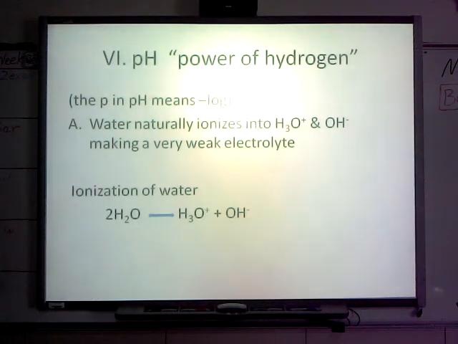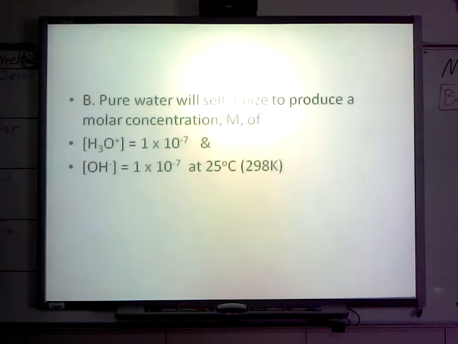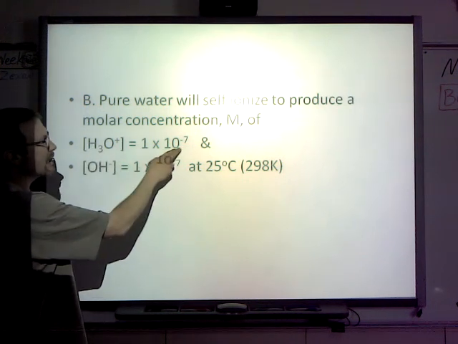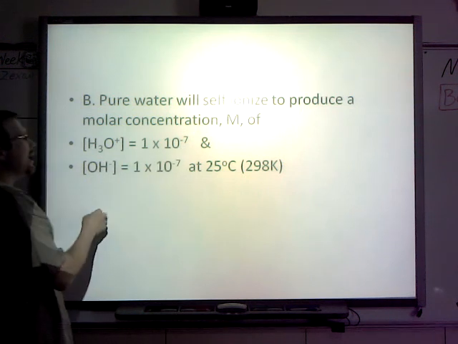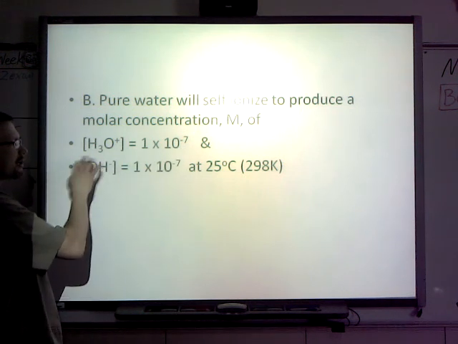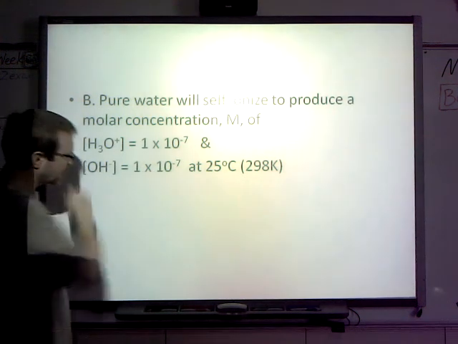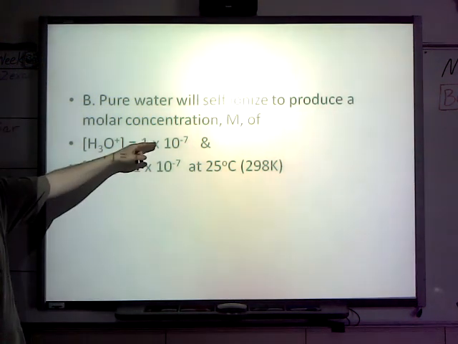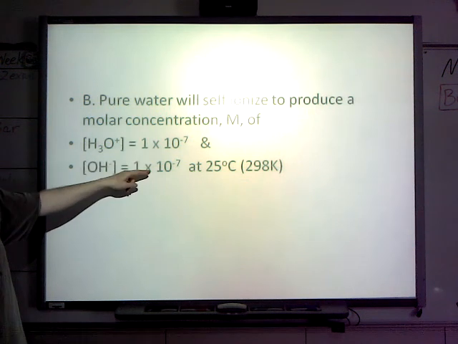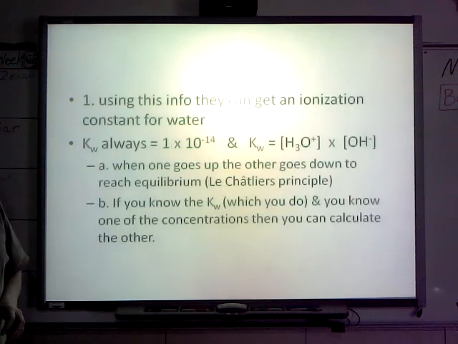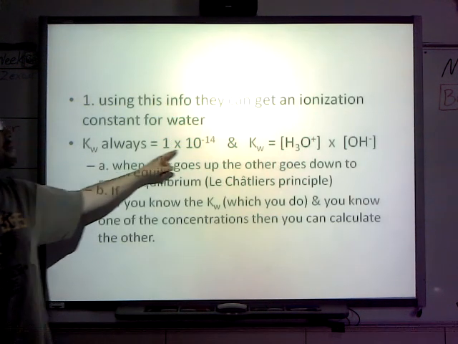Now, somebody figured out a long time ago that those concentrations were equal, and the concentration of hydronium, or hydrogen ion, is 1 times 10 to the negative 7th moles per liter, and the hydroxide concentration is also 1 times 10 to the negative 7th moles per liter. So if you take this times this, then what you're going to end up with is what is called water's ionization constant, which is 1 times 10 to the negative 14th.